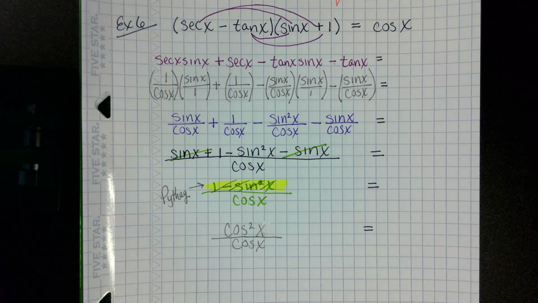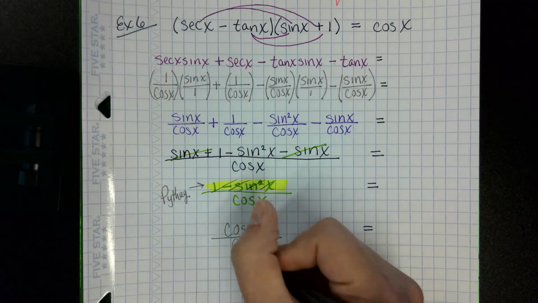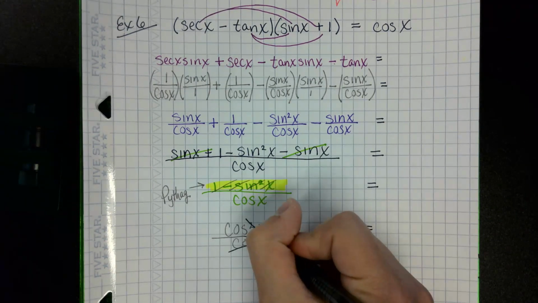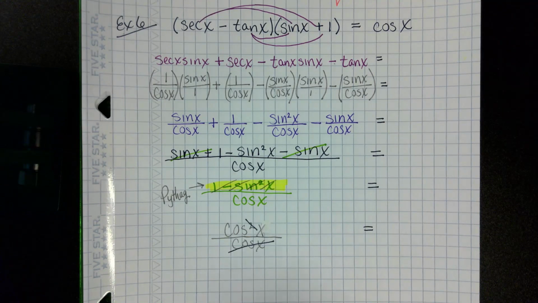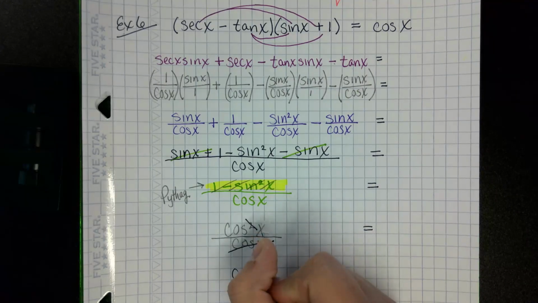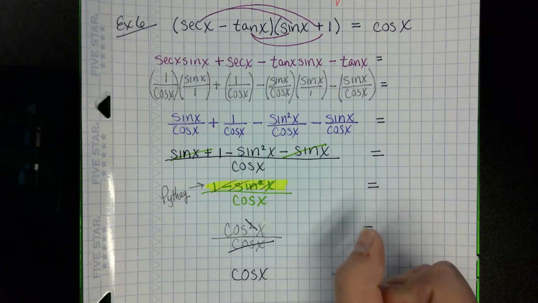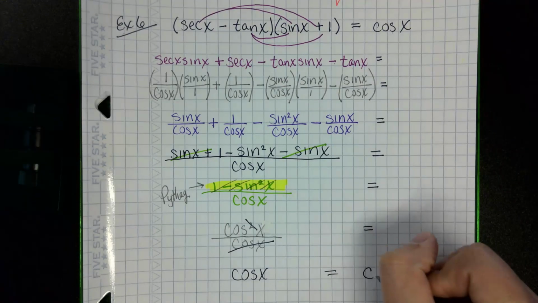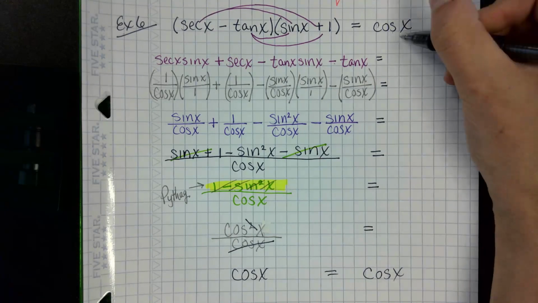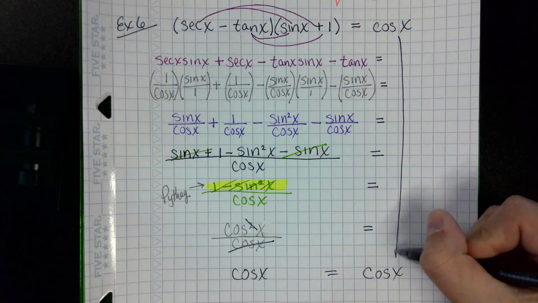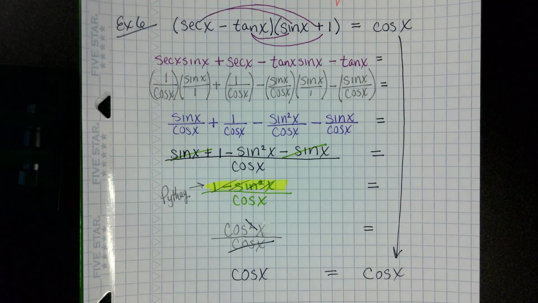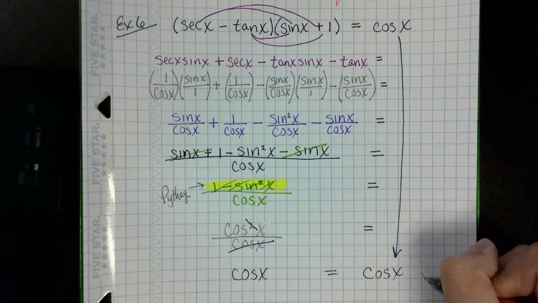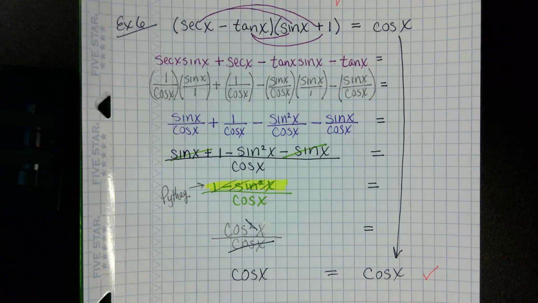Equals whatever's on the right. If I have cosine squared x over cosine x, the cosine x and the squared cancel each other out. So now I have cosine x equals whatever's on the right, and what was on the right? Cosine x. So this cosine x stayed the same all the way down. And we verified it. It is the same. Cosine x equals cosine x.